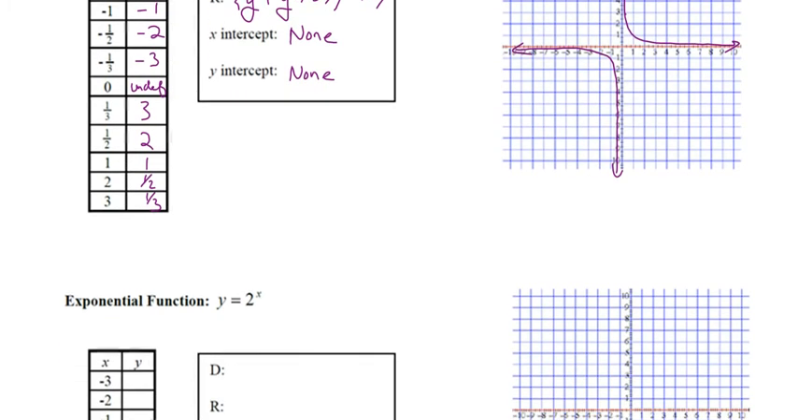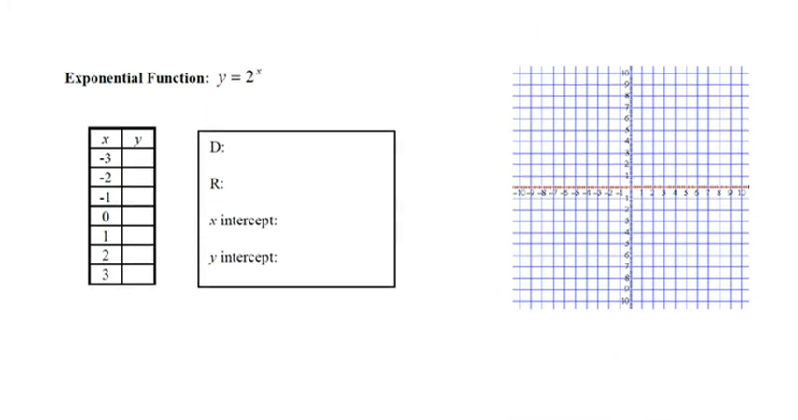Radical, there's rational. Let's do exponential. 2 to the negative 3. 1/8. What? 1/8. You're really bad at this.